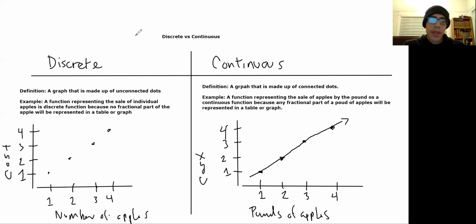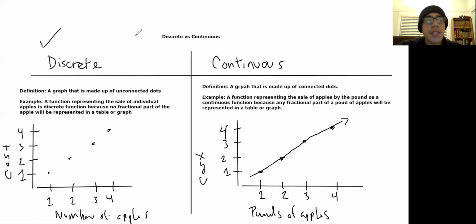Well, let's look at the example that I have here, right? Under the discrete, notice I have 2 graphs, next to each other. The one to the left under the discrete right here says cost and the number of apples, right? Now cost is going to be on the y-axis, and the cost is going to be in dollars. So that represents $1, $2, $3, and $4. On the bottom where it says the number of apples, I have 1, 2, 3, and 4.